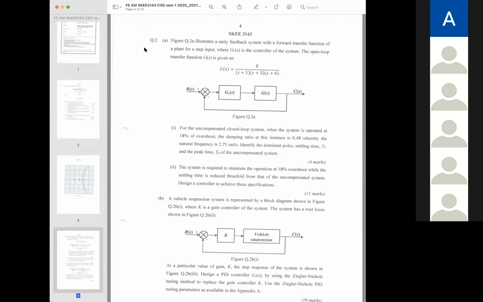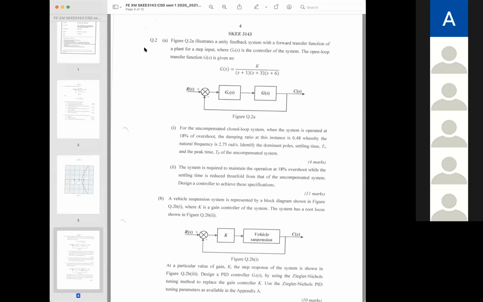Continue. Okay, a vehicle suspension system is represented by a block diagram shown in figure Q.2b1, where K is the gain controller of the system. The system has a root locus shown in figure Q.2b2. At a particular value of gain K, the system response is shown in figure Q.2b3. Design a PID controller Gc(s) by using the Ziegler-Nichols tuning method to replace the gain controller K. Use the Ziegler-Nichols PID tuning parameters as available in appendix A.